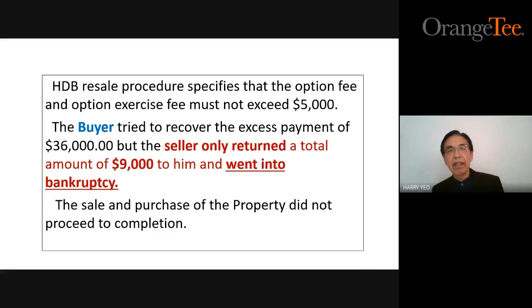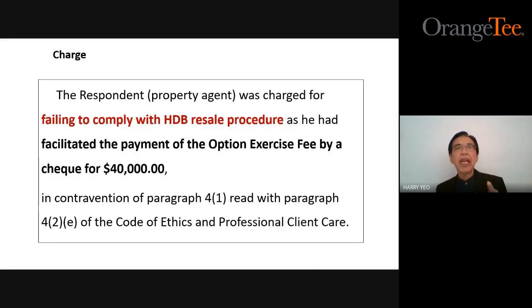Agent's fault. Hey, Mr. Yeo, you know who prepared the check now? The buyer prepared the check using his own check writer. Irrelevant. Agent, you have a duty to check. If it's $40,000, you should have alerted the client. You did not alert. So the agent was charged for failing to comply with HTB procedure. What do you mean? HTB says the maximum deposit is $5,000. How can you collect $41,000?